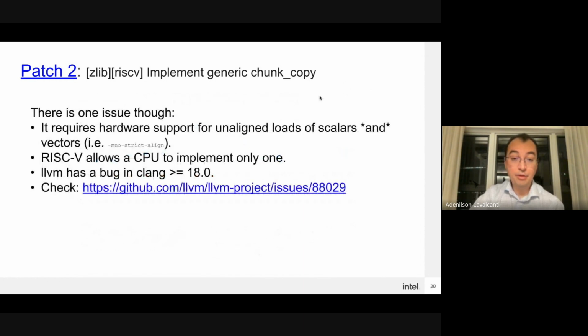And the next patch, this patch had an issue though. It requires support for unaligned loads of scalars and vectors. And it turns out that a RISC-V processor can actually implement only one of those features. And it turns out that Clang actually had a bug on older versions, they say Clang 18.